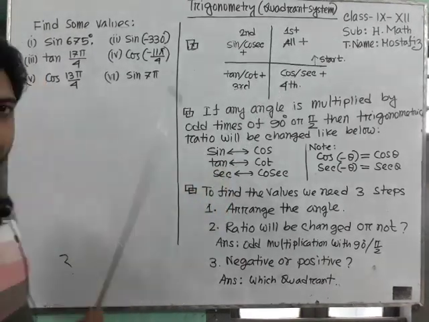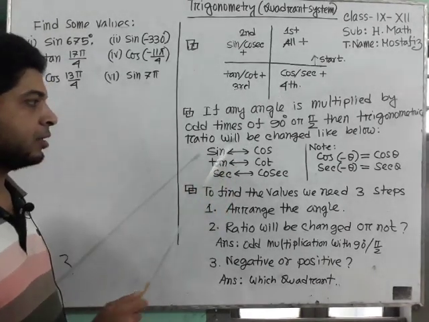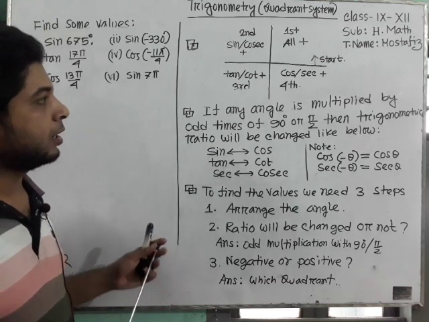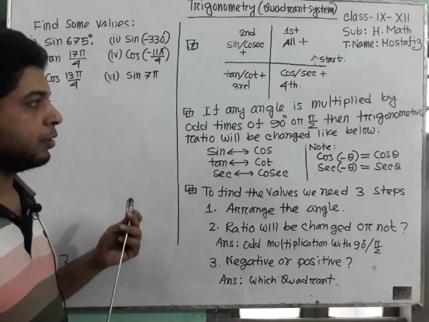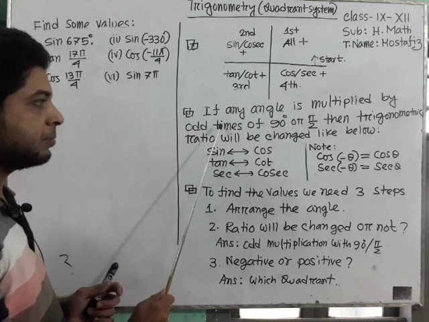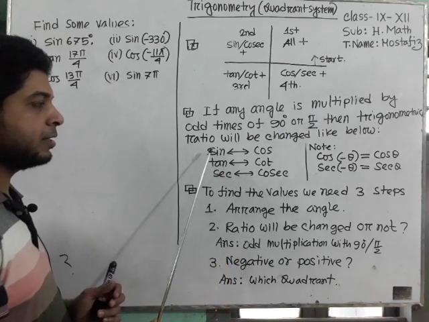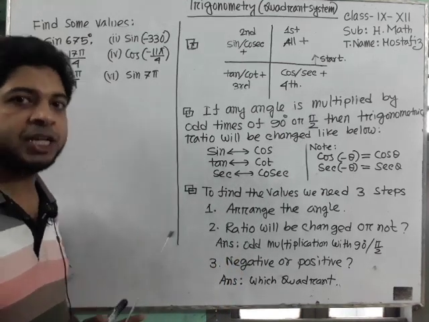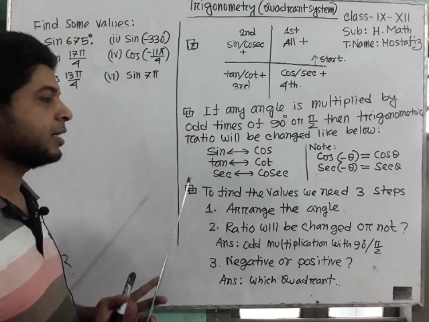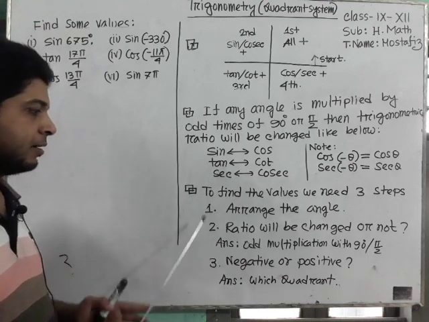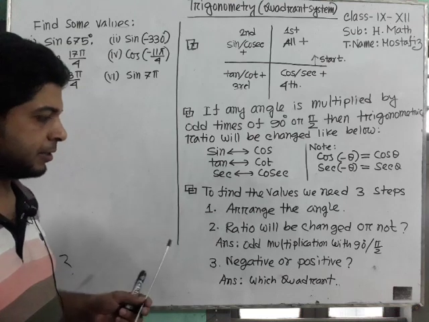And now you have to think about another thing: sine, cos, tan, cot, sec, cosec, everything are trigonometric ratios. And when the angle is multiplied with odd times of 90 degree or pi by 2, then the trigonometric ratio will be changed, and it will be changed like this: sine, cos, tan, cot, sec, cosec. This is the second part. And last of all, the third part.